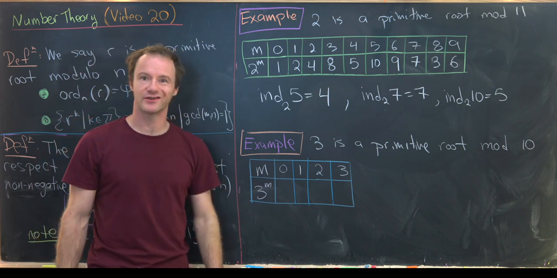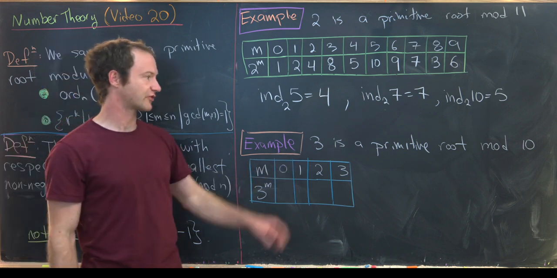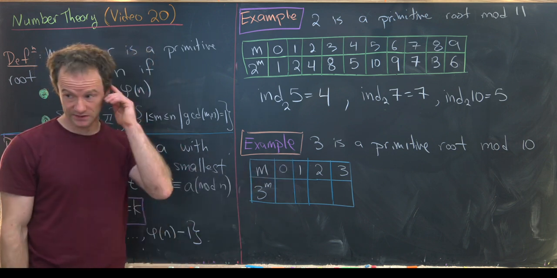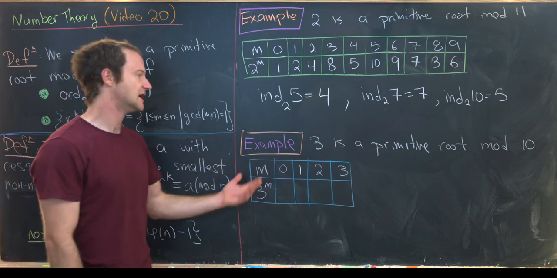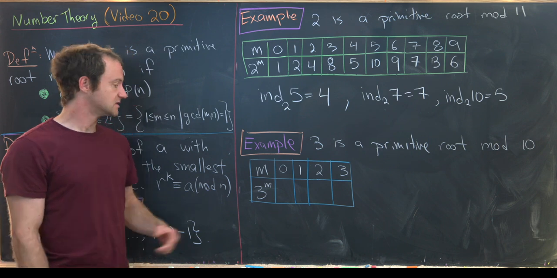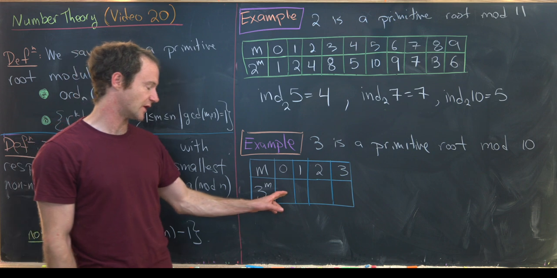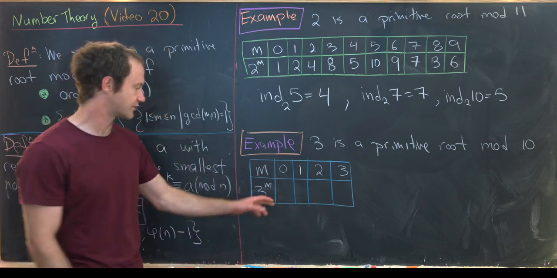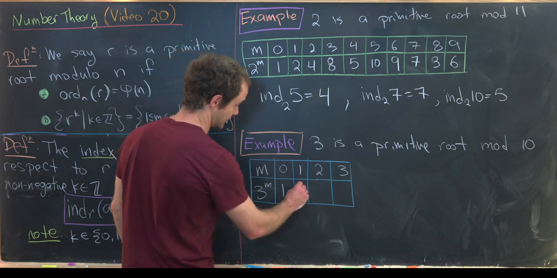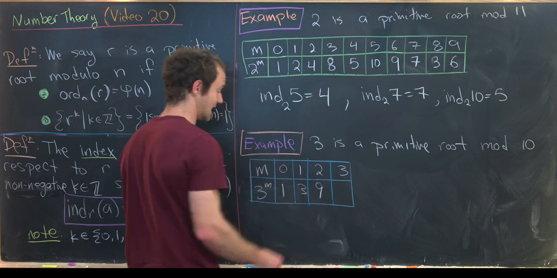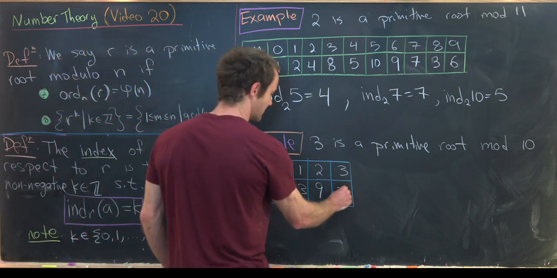So let's look at another parallel example to this. 3 is a primitive root mod 10. Notice 10 is 2 times a prime, so we know that it has a primitive root. In fact, 3 is a primitive root. So let's calculate powers of 3. Phi of 10 is only 4, so we only need to look for 4 numbers here. So 3 to the 0 is 1, 3 to the 1 is equal to 3, 3 squared is 9, then 3 cubed is 27, but that is 7 mod 10.